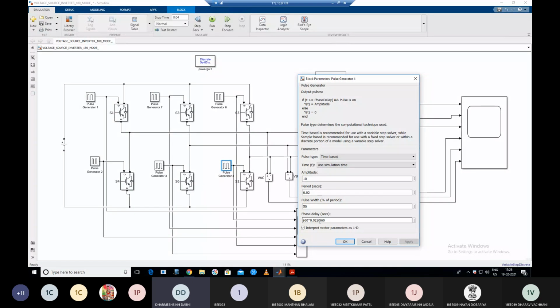So you have to just change the phase delay. In every switching pulse gate pulse generator, all these three parameters stay as they are: amplitude, period and pulse width. Only you have to change this phase delay, because each and every switch turns on at a different instant of angle or different instant of time. So switch S2 is turned on at 60 degree, so convert into time. From 60 degree to the next 180 degree, that switch remains in conduction mode.